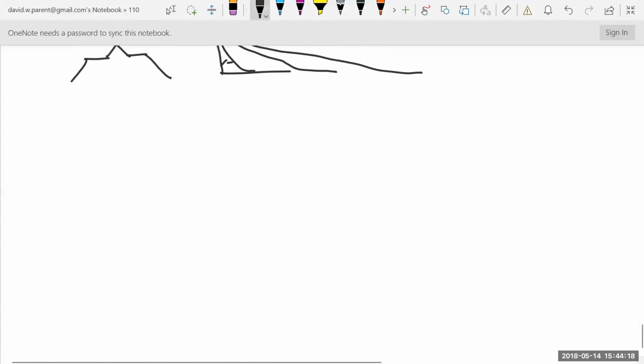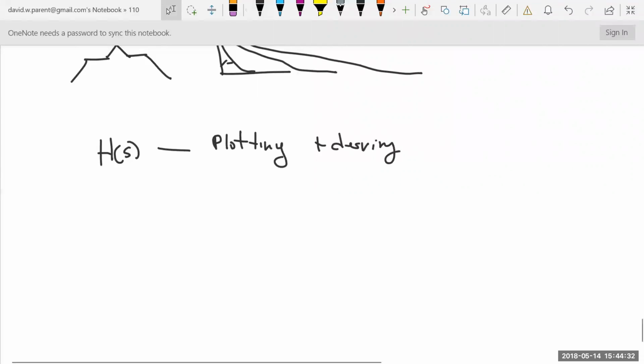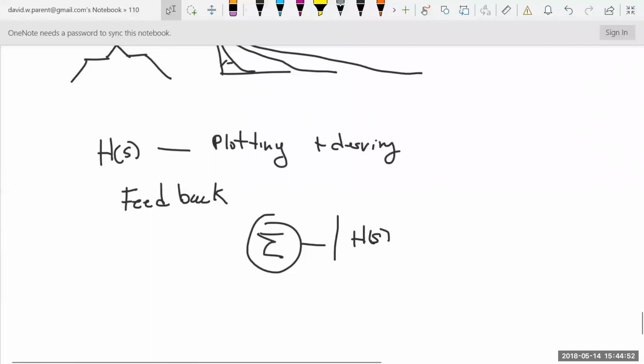Now, yeah, we did a lot of plotting and deriving of these, right? But then we got into this thing about feedback where we would have a summer, we would have a transfer function, then we would have some kind of feedback network.